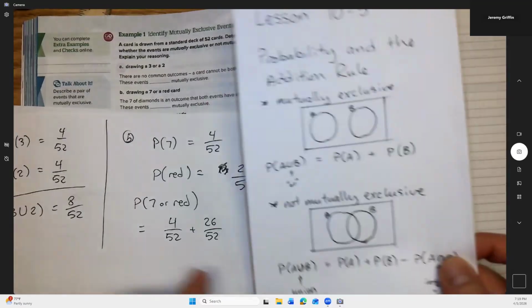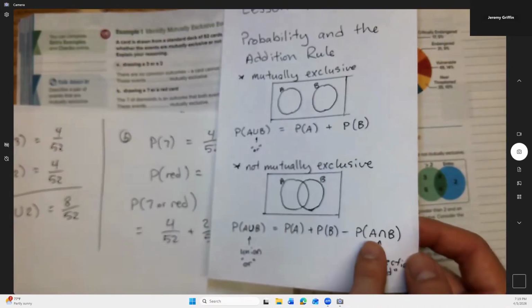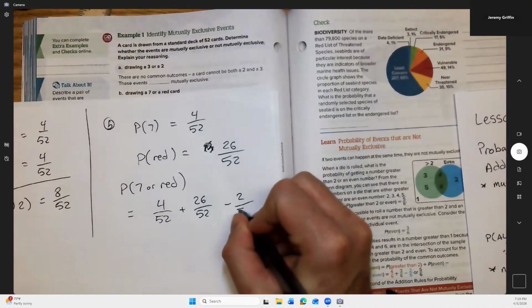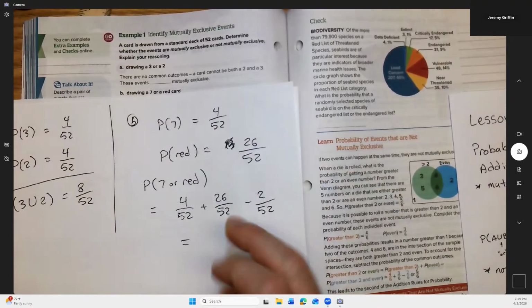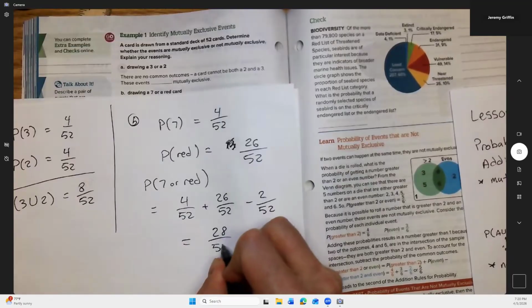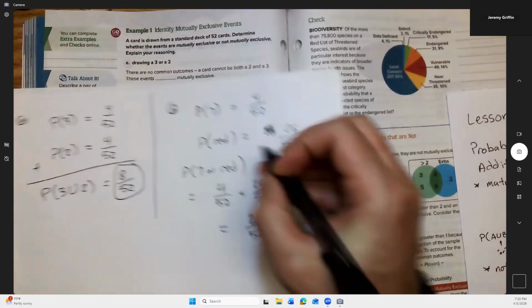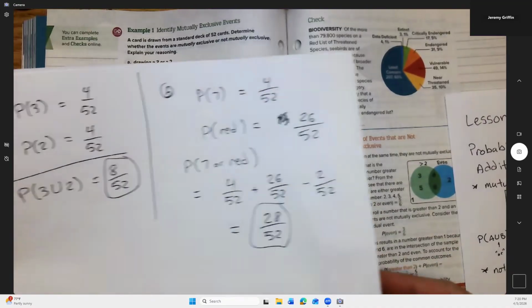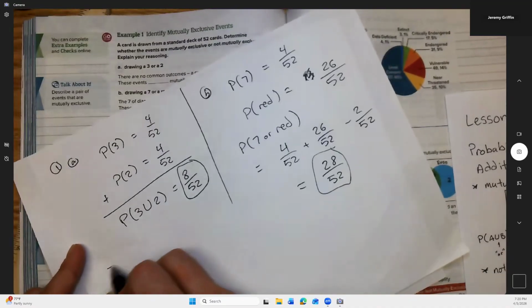But there are a couple of cards that are both sevens and red. It's the diamonds and the hearts. So I have to subtract those out. So it's 2 out of 52. Subtract that. Right, and that could be, what's that? I think that's 28 out of 52. Of course, both of these examples I've done so far, you could also reduce the fractions or simplify or get percentages or whatnot if you like.